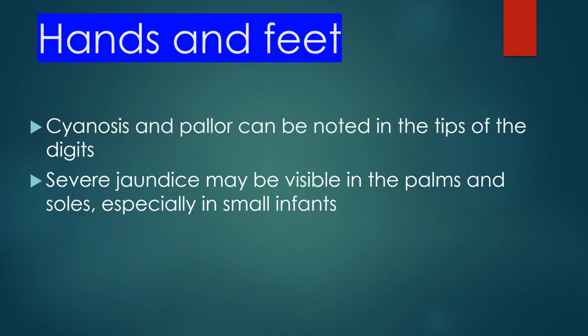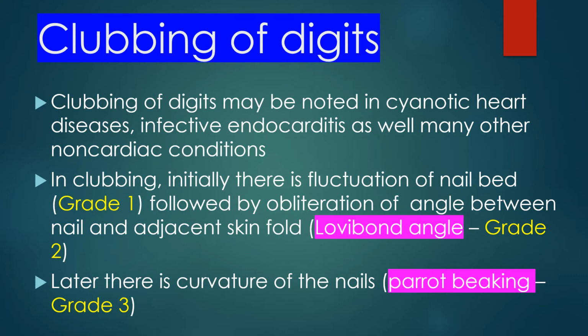Cyanosis and pallor can be noted in the tips of the digits. Severe jaundice may be visible in the palms and soles, especially in small infants. Clubbing of the digits may be noted in cyanotic heart diseases, infective endocarditis, as well as many other non-cardiac conditions.